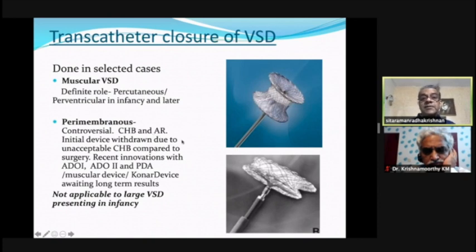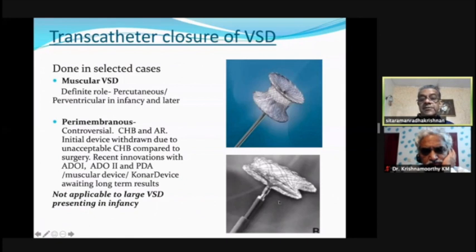Perimembranous dominates the clinical scenario of ventricular septal defect. So we started embarking on closure of perimembranous defect. If you see this device here at the bottom right hand side, this was actually made with a lot of things which were kept in mind. Lot of research went into this, and it came with a big bang in the medical field.